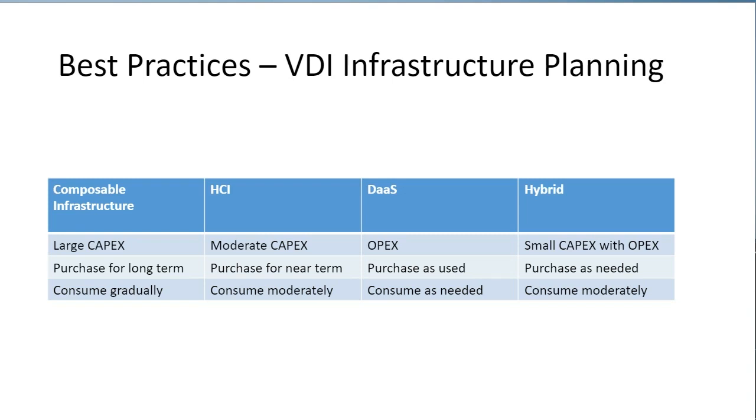You purchase them for the near term. You can add new nodes as you need them, and you consume that moderately over time. You might add 2 more servers with 150 desktops. You might use that over a month or two, and then you bring in the next 2. So you don't have to buy capacity for 1,000 new desktops. You can gradually add it as needed.